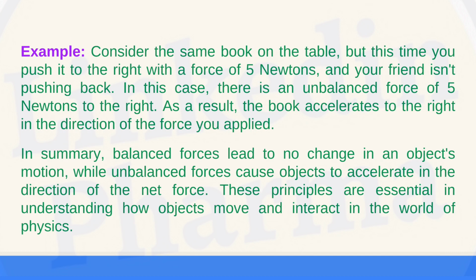Example: consider the same book on the table, but this time you push it to the right with a force of 5 newtons, and your friend isn't pushing back. In this case, there is an unbalanced force of 5 newtons to the right. As a result, the book accelerates to the right in the direction of the force you applied.